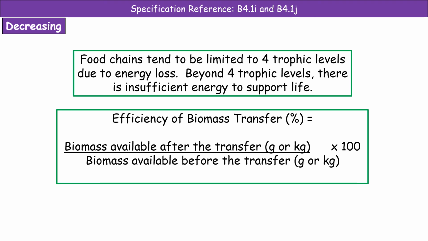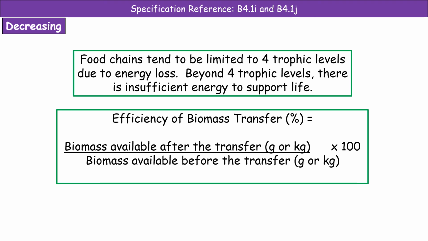Because we're seeing this loss at each of those levels of the food chain, there's a limit to how many trophic levels can exist. And what we find is they tend to be limited to just 4 trophic levels. If we tried to go beyond 4 trophic levels, we just wouldn't have enough energy being passed on to support life at that next stage.